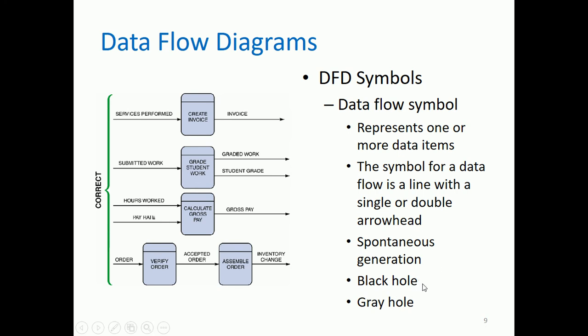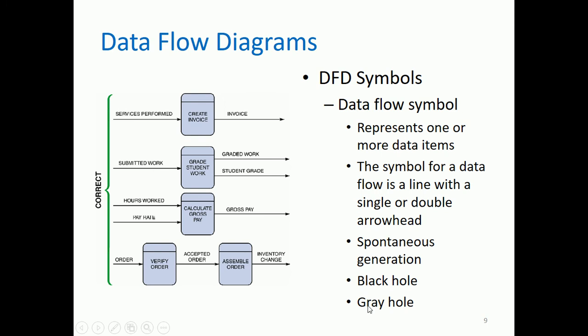Okay, we have this black hole. As you know from science, a black hole means if you enter it, there's no way out. For this type, black hole means you have an input for the process, but that process does not have an output. So that is an example of a black hole.